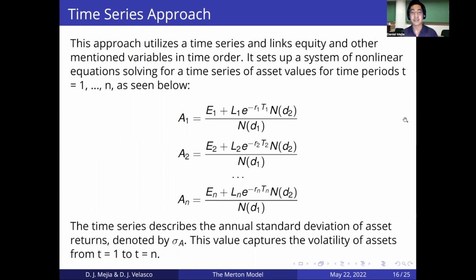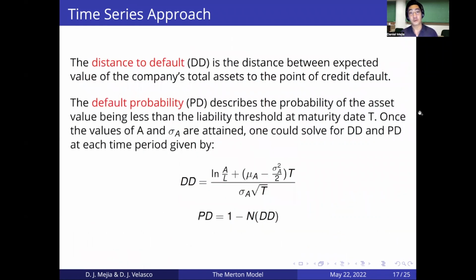Now, this time series describes the annual standard deviation of asset returns, denoted by the variable over here. This value captures the volatility of assets from t equals 1 to t equals n. The distance to default, denoted by DD, is the distance between the expected value of the company's total assets to the point of credit default. And the default probability, which is denoted by PD, describes the probability of the asset value being less than the liability threshold at maturity date T. Once the values of A and sigma sub A are attained, one could solve for DD and PD at each time period given by the following equations.